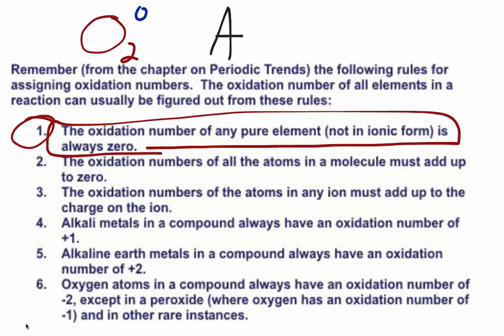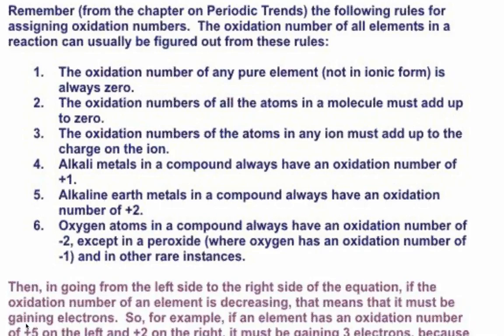Same thing if we have gold. Gold as a metal, just a solid piece of gold, oxidation number 0. Any element you want to think of. You like tungsten? Throw out tungsten. Tungsten also has an oxidation number of 0. Okay, so any element by itself, neutral, pure, 0.